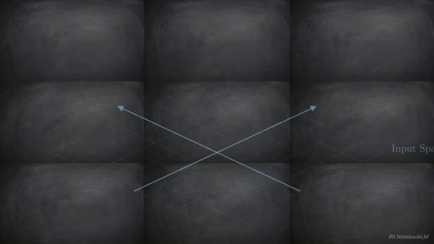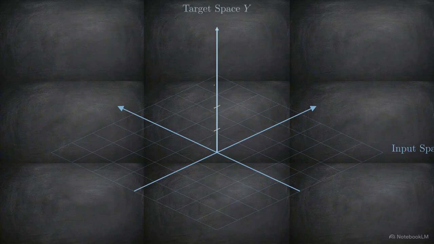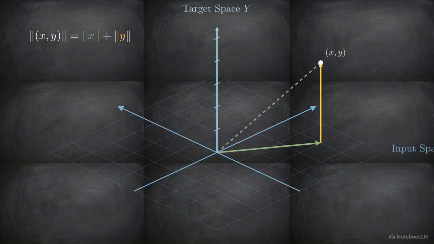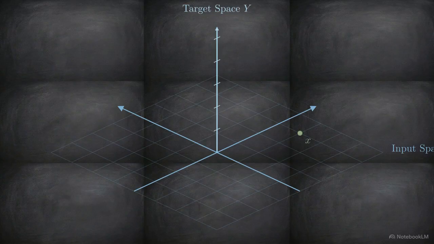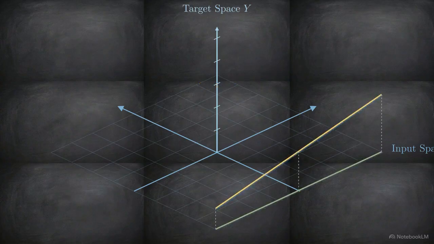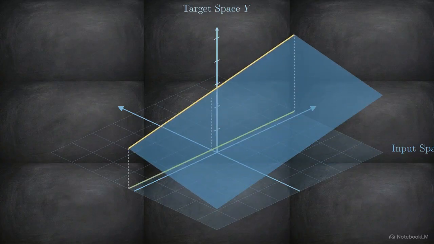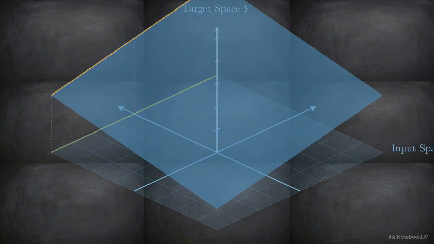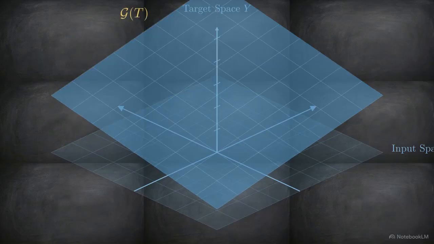Let's look at this 3D coordinate system. We can visualize our input space, x, as the horizontal floor, and our target space, y, as the vertical axis. We measure distance in this combined product space simply by adding the lengths of the x and y components. Now, take an input x and its output Tx. If they are plotted together as a single coordinate in this 3D grid, and we let x move across the floor, that point traces out a surface. This surface is the graph of the operator.